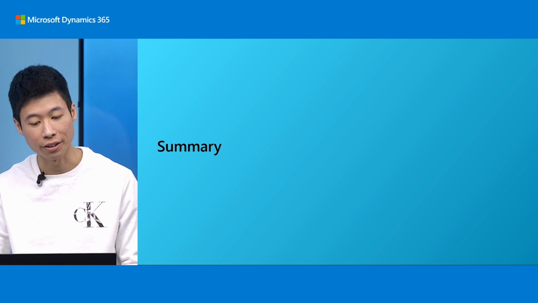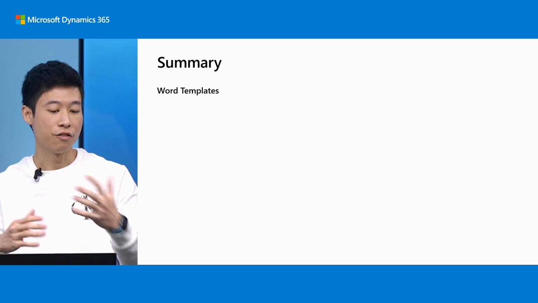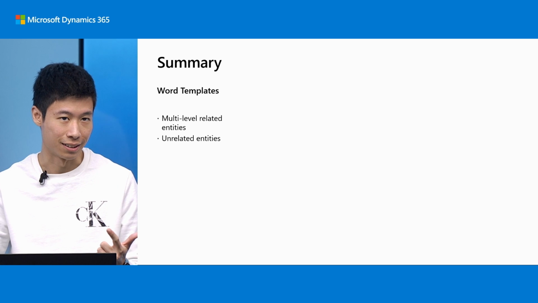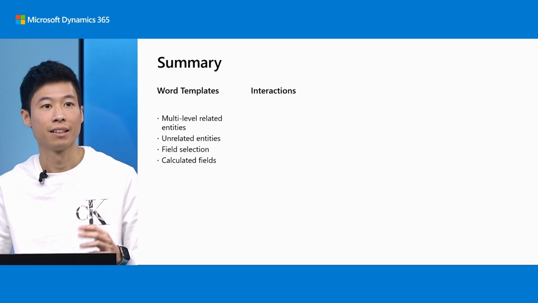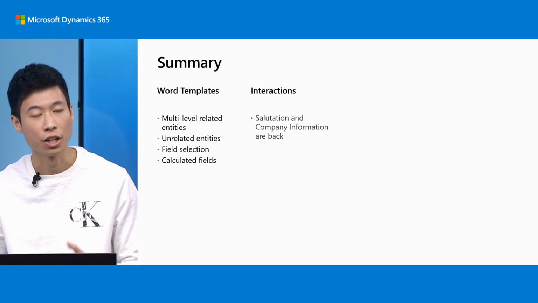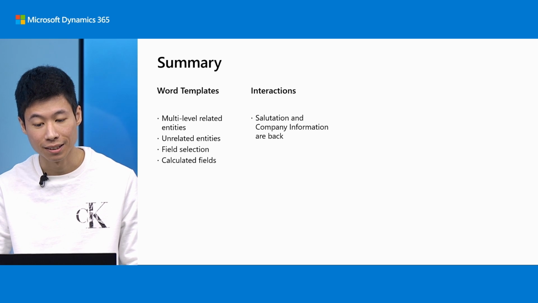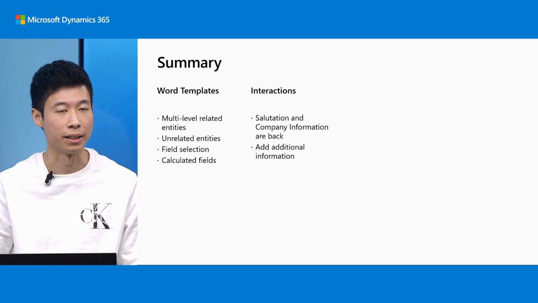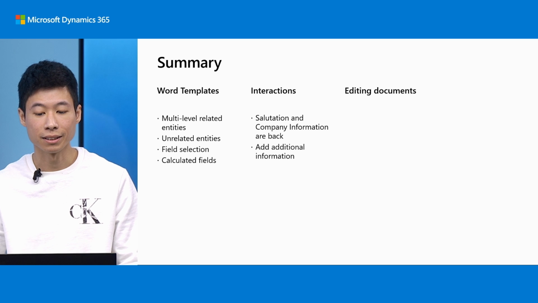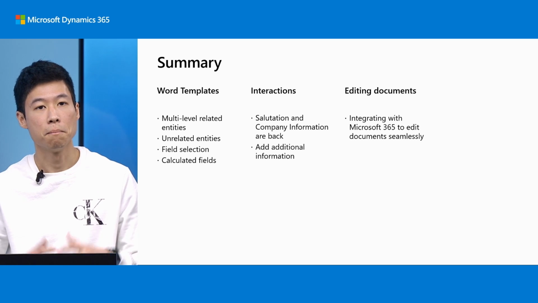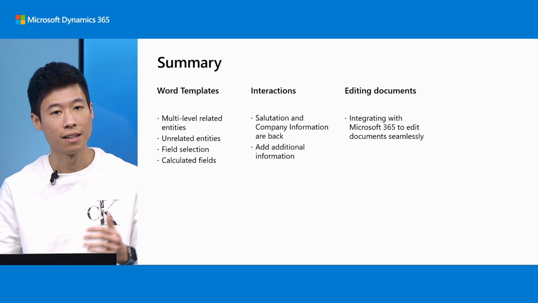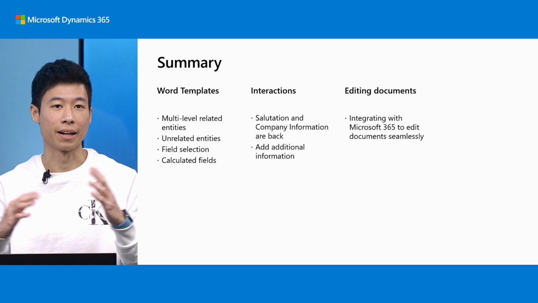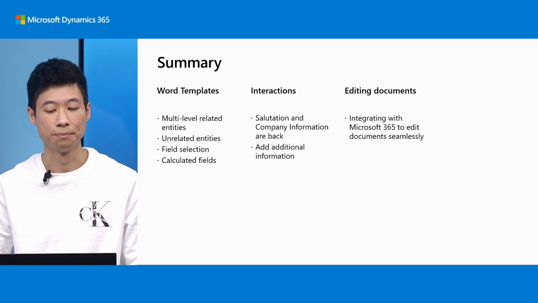And now to summarize everything that we've gone over today, for Word templates, you get multi-level related entities, unrelated entities, field selection, and calculated views. With interactions, salutation and company information are back, and you can also still add on additional information that you like from all the features that Word template now provides. When it comes to editing documents, integrating with Microsoft 365 to edit your documents seamlessly, very easy to edit into your feature, and very easy for your customers to use, bringing back a very seamless flow to Business Central.